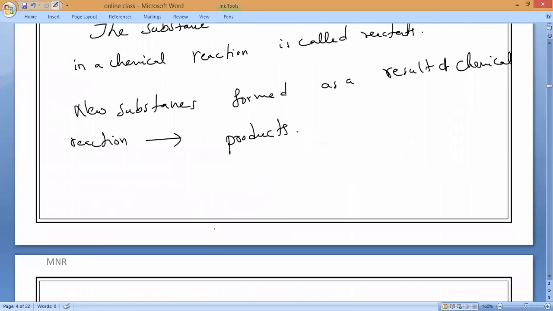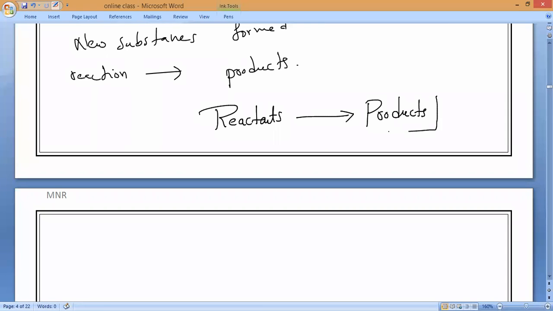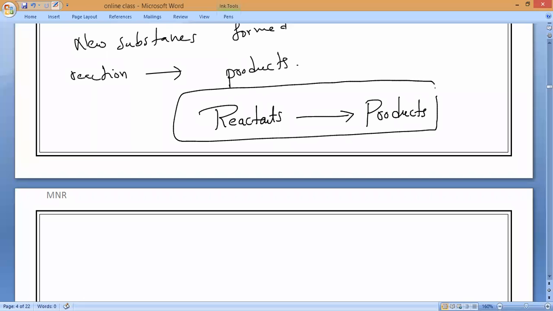So every chemical reaction will be having two things. Before reaction, what we used to call, guys? Before reaction, we used to call as reactants. After reaction, we used to call as products. So please remember this.